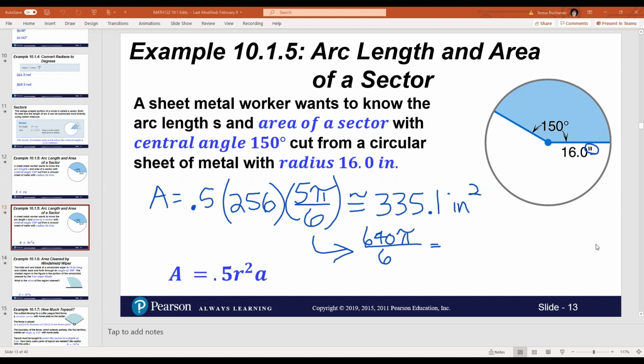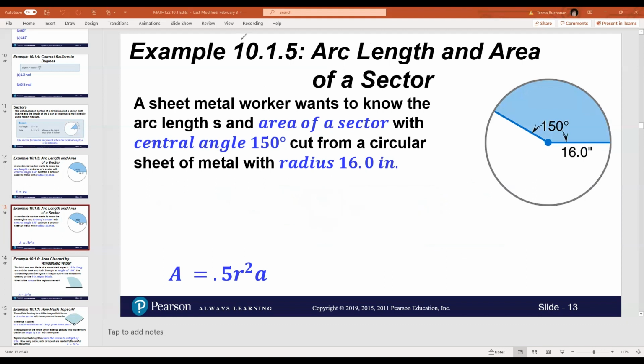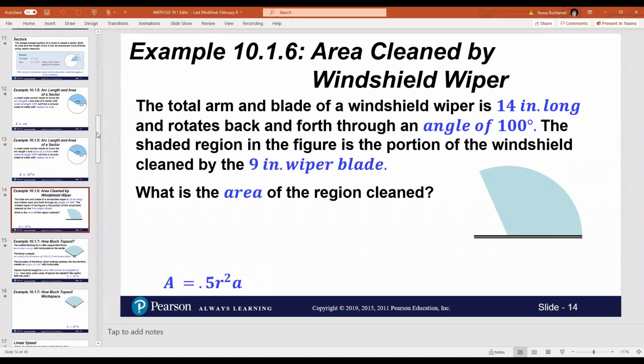That could be reduced by 2 everywhere. So 320 pi over 3. So that would be the exact value if you needed it. And again, look at your directions and be sure that you could produce either one as you needed it. All right, that's the area of a sector when the angle is given in terms of radians.